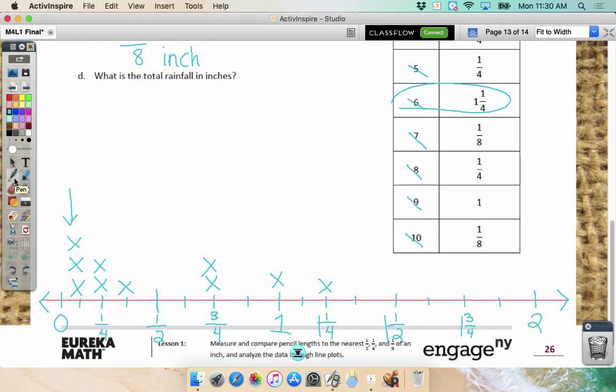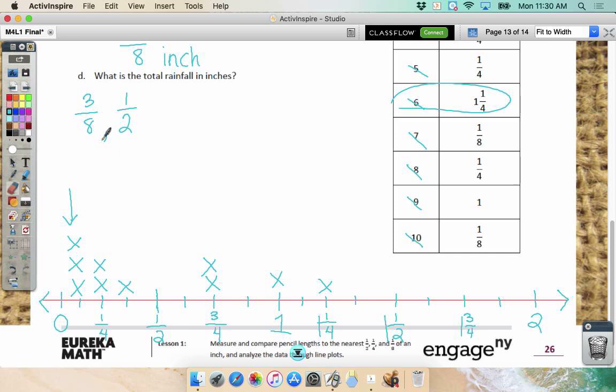So if I'm going to find the total rainfall, what am I going to have to do to all these measurements? And I'm only going to add the ones that have the X's. So what would I have here? 3/8. Everybody write down 3/8. We'll write all this down and then we'll see if there's anything we can add in our heads. And then what would I write down here? 2/4? Should I write a half instead? Yeah.